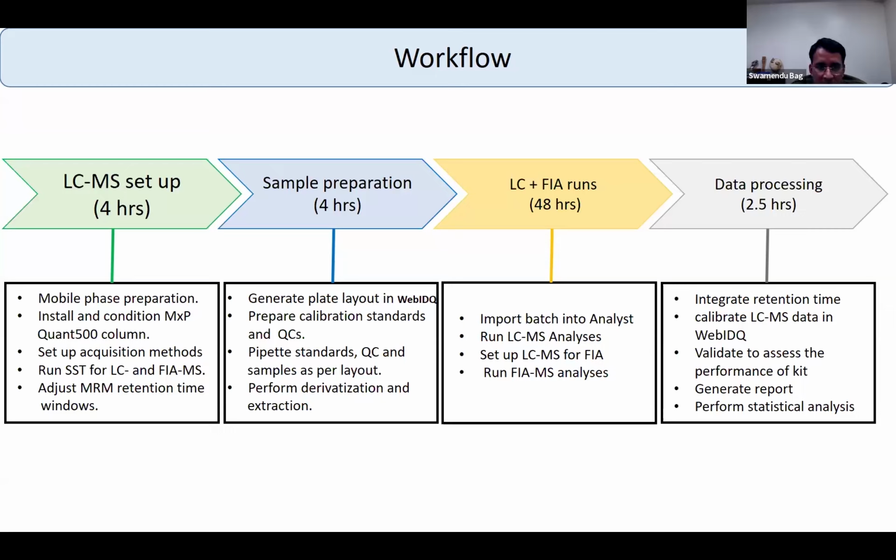It will take 4 hours. Sample preparation takes 4 hours. LC plus FIA, meaning the small molecules and the fatty acids and lipids, the run takes 48 hours. Data processing takes 2.5 to 3 hours. One plate can analyze 79 samples. For the 79 samples, it will take 60 hours to analyze approximately 500 metabolites.